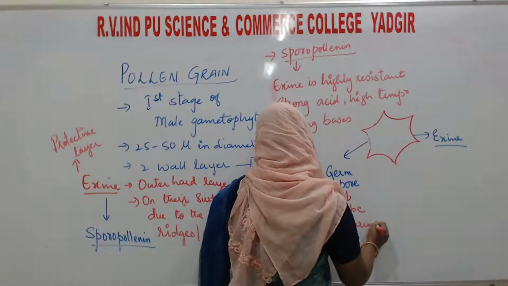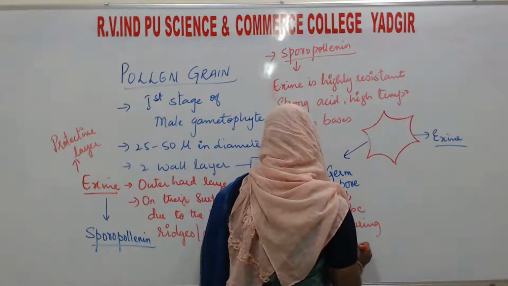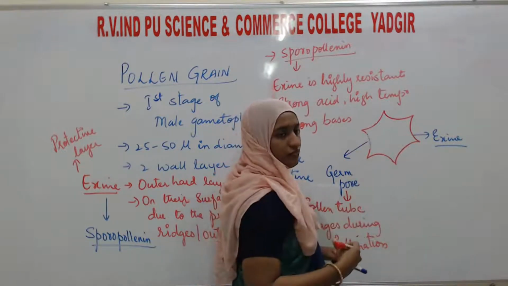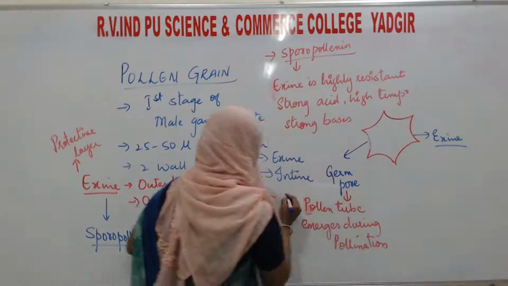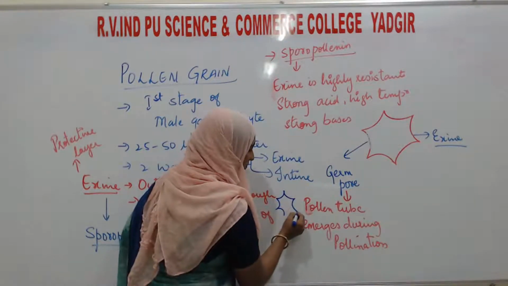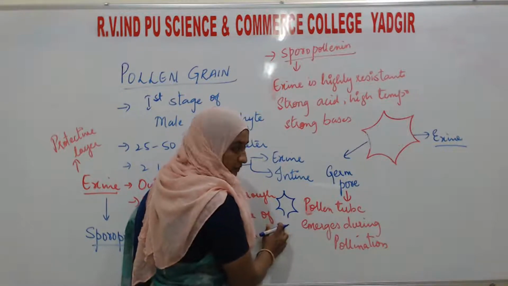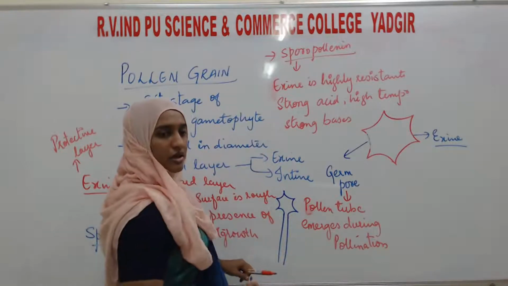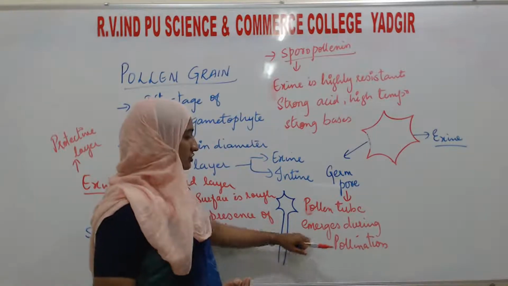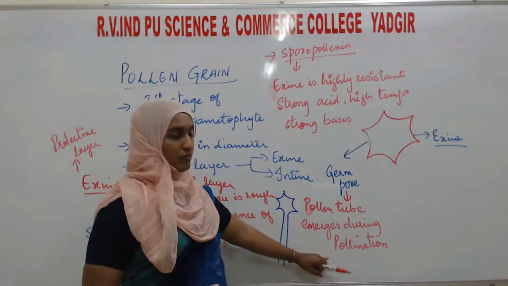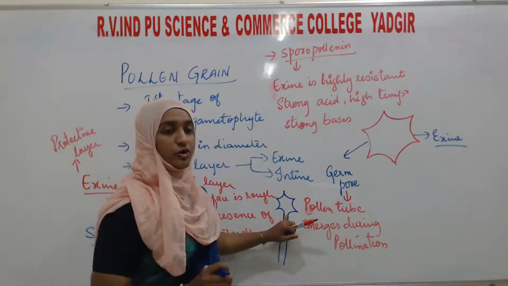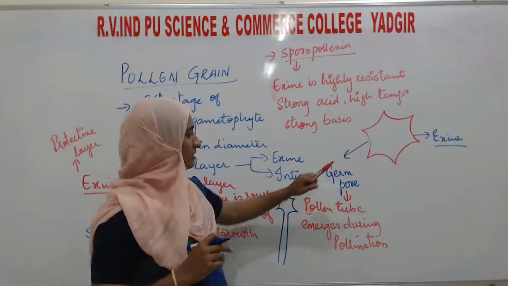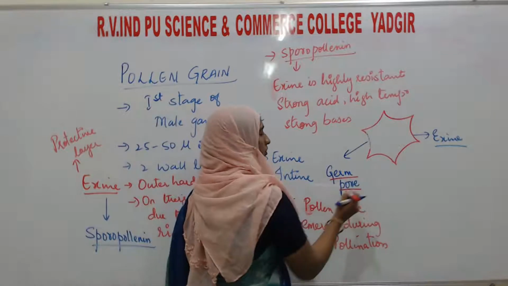during pollination. During pollination, what happens? From this germ pore, a tube is going to form. Here I will show you how. For example, this is the exine layer and this is the germ pore. From this pore, a tube is going to emerge, during the pollination. Before that, there is an absence of sporopollenin, and it forms a very thin layer in the form of a pore that is known as the germ pore.